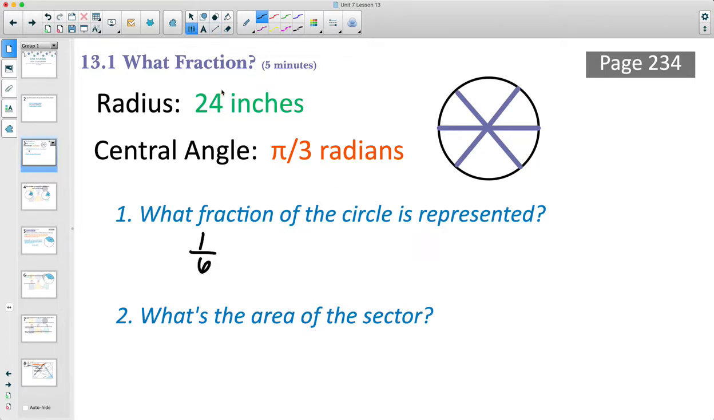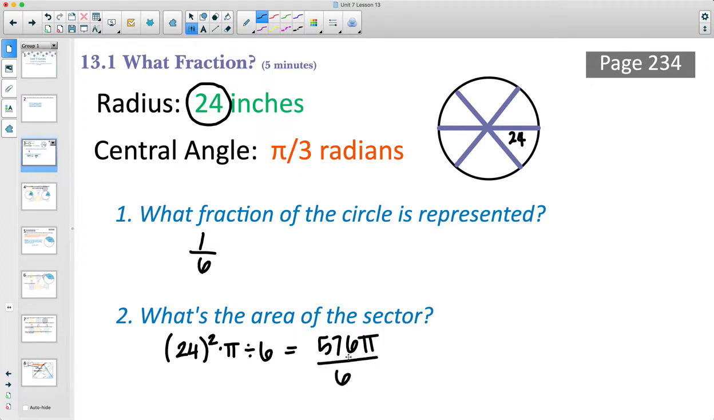So finding the area, you've got the radius is 24. So remember, we square the radius and multiply by pi. And then in this case, we only have 1/6, so we'll divide that by 6 as well. So 24 squared is 576. So we have 576 pi for the area of the whole circle. Divide that by 6. And we get 96 pi inches squared for the area of that sector.